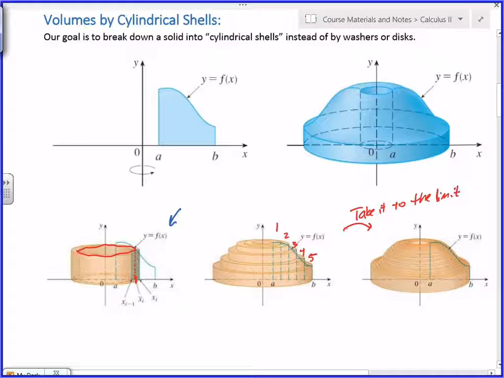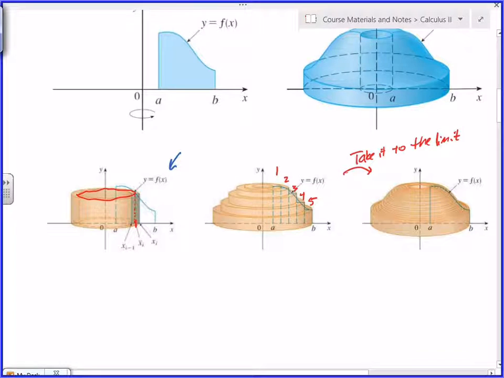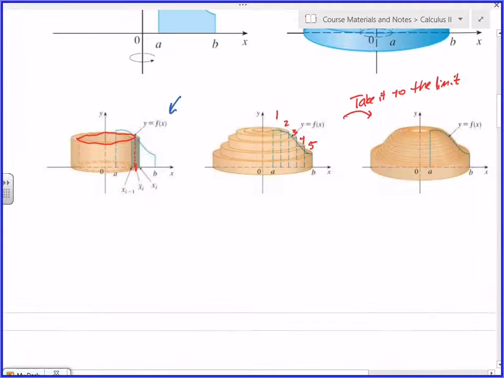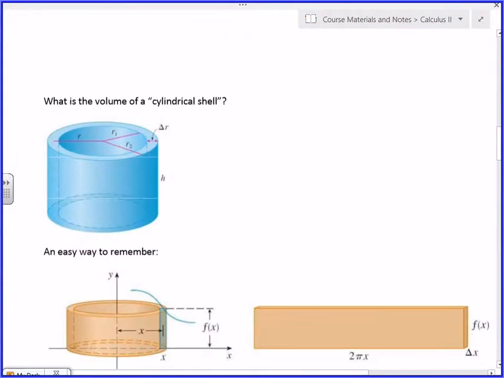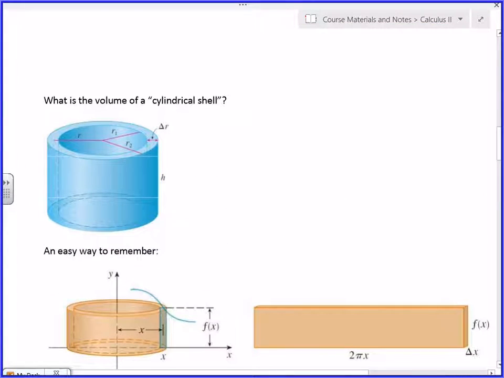I'm not going to sing it for you this time. And keep getting finer and finer, smaller and smaller shells until we get the actual volume, okay? But now, instead of using the area of a disk, we're going to use the volume of the shells and figure out what that formula looks like, okay? So what is the volume of a cylindrical shell? So on the next page, let's actually derive that for a given shell, okay?